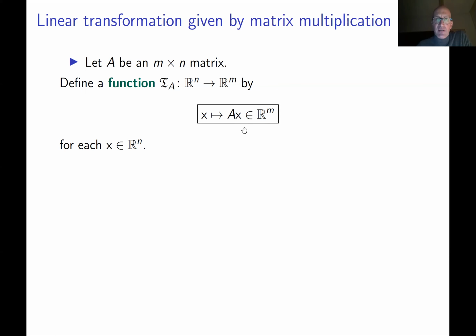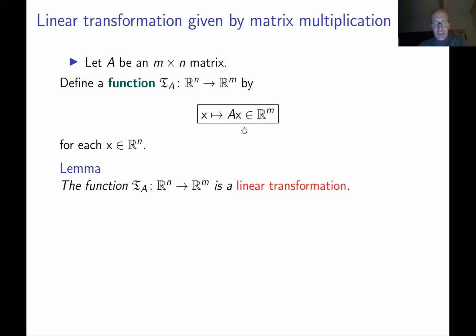This is not just a function. This is a linear transformation. You have to prove this. Detailed proof is in the lecture notes, but it's not complicated. Basically, you have to check three main properties of the linear transformation. Zero goes to zero, sum goes to sum, lambda times x goes to lambda times T of x. Once you check this, you're done.